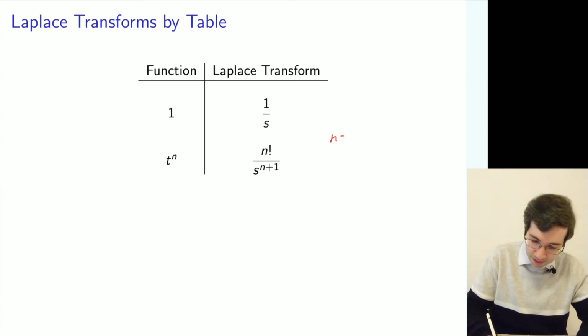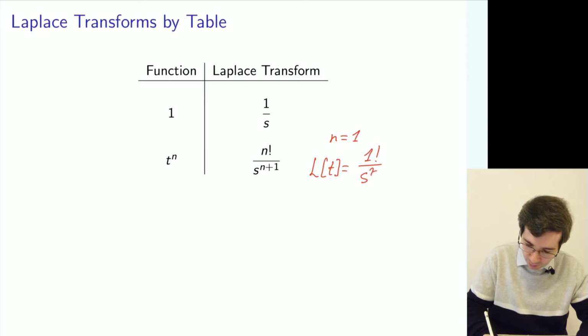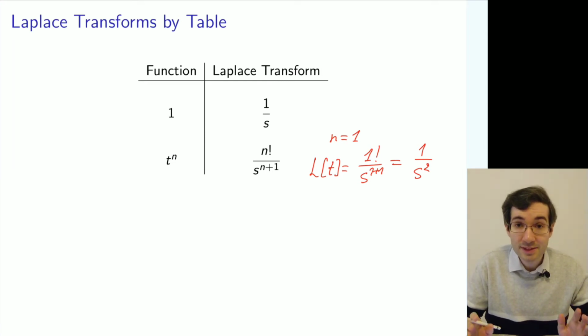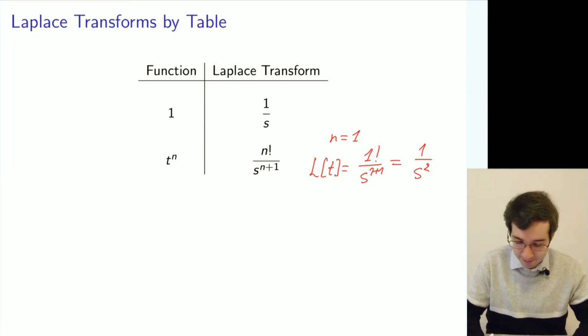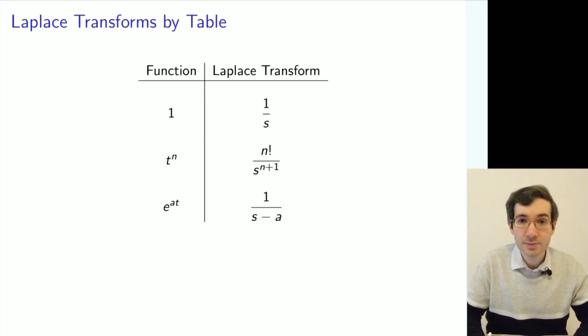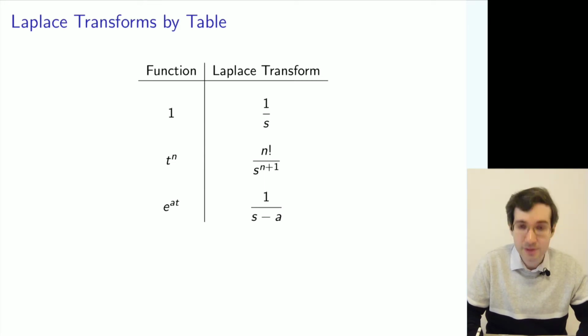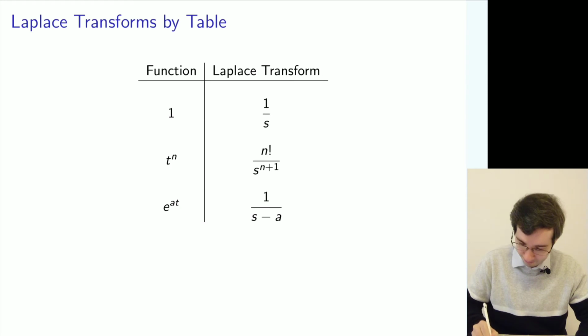Let's look at n equals 1. Then the Laplace transform of t is just 1 factorial over s to the power of 1 plus 1, which is 1 over s squared. And this is exactly what we showed previously, so this is right. And also, an exponential will transform to 1 over s minus a. And this is another example we considered previously.